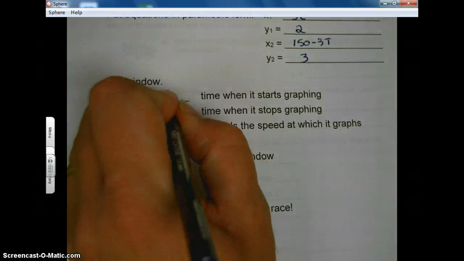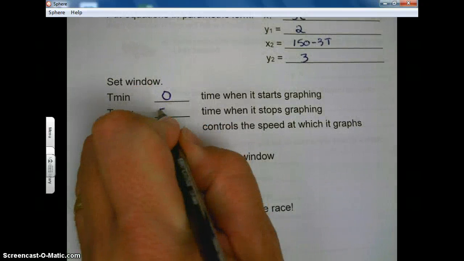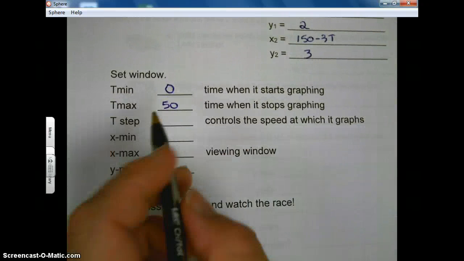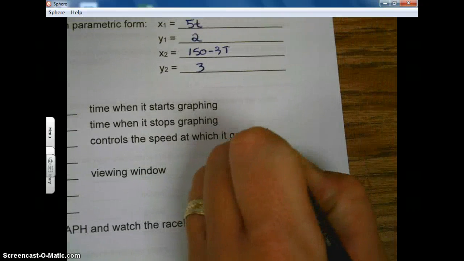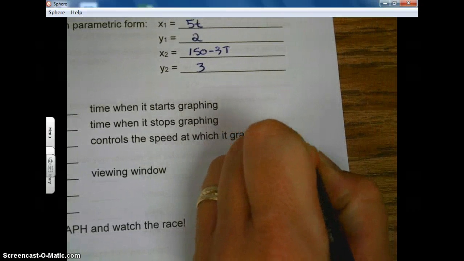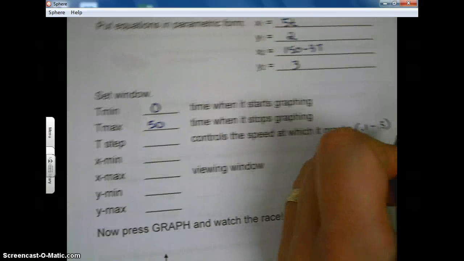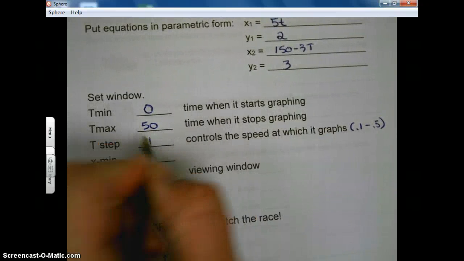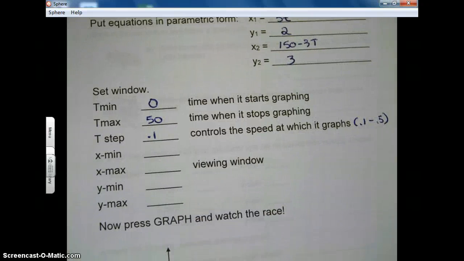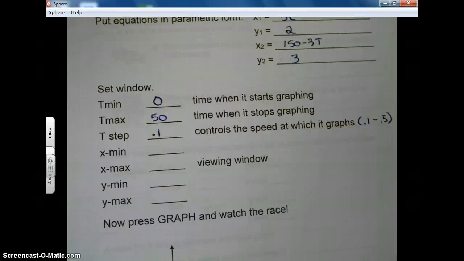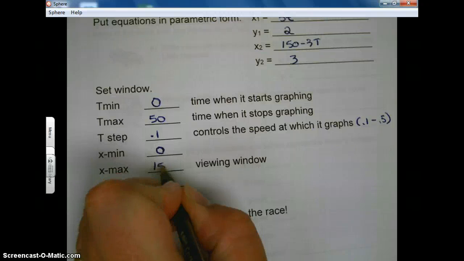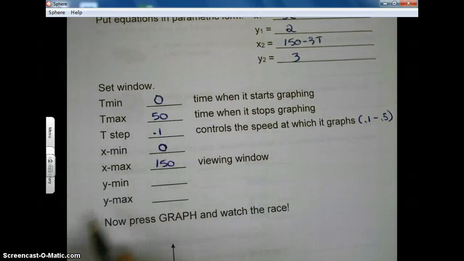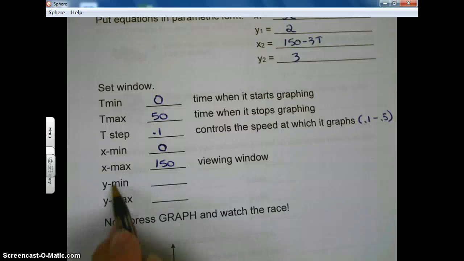And let's go ahead, we set up our graph going from 0 to 50 minutes. And t-step, now we could range it from say 0.1 to 0.5. And let's take a look at what 0.1 does. And as we change it to 0.5, let's see what happens to the race. X minimum, so starting at 0 feet, maximum 150 feet, horizontal distance from the tree.